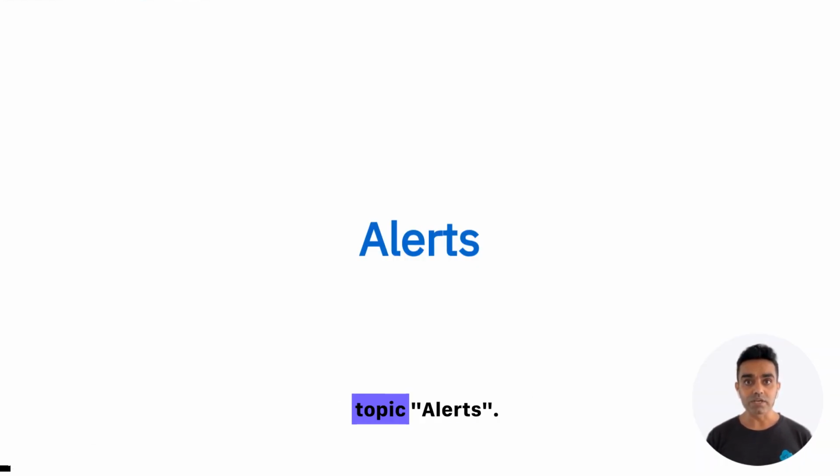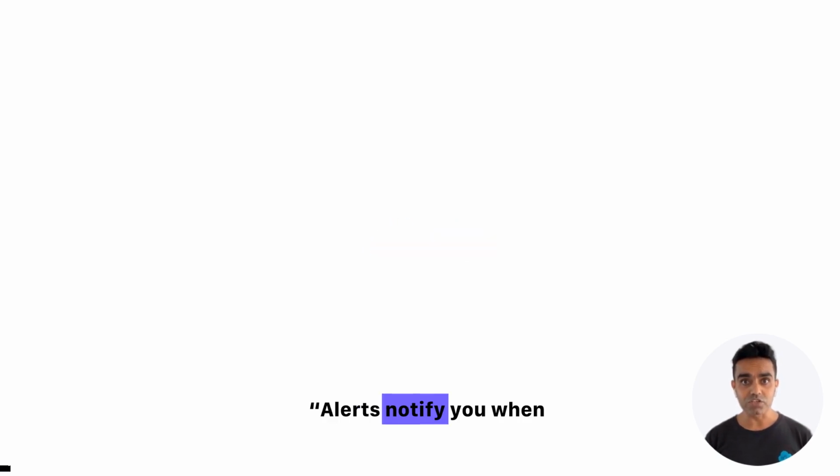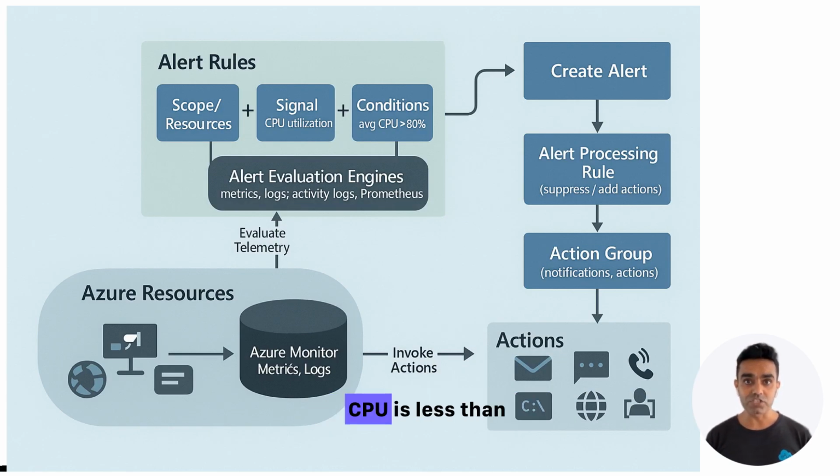Jumping to our next topic, alerts. Alerts notify you when a condition is met, like CPU is more than 80% for 5 minutes. They can send email, SMS, push, webhook, and more. You can configure alerts on metrics, logs, KQL-based, scheduled, and activity log events such as resource changes, service health, policy events.